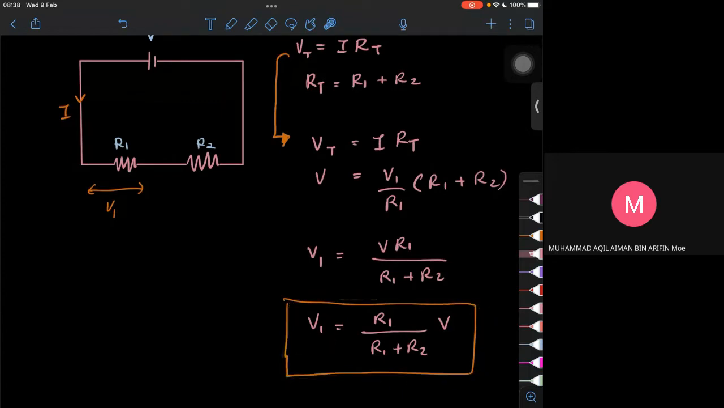So in order to find V2, it is easy. What you need to change is this one only. So if here is V1, on top here will be R1. So in order to find V2, it will be R2 divided by R1 plus R2 times with V.